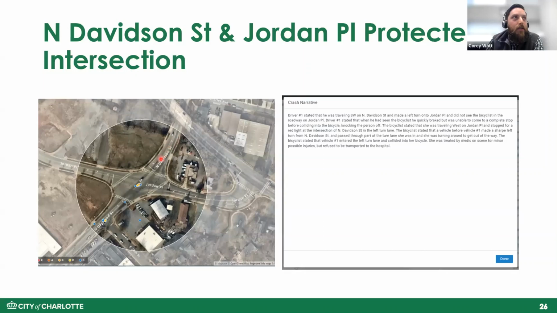Someone came carrying enough speed here, cut this corner in tight. The cyclist saw it coming and was doing everything they could to get out of the way. The vehicle hit them. Luckily, it was only a minor injury and not a fatality, but it very well could have been a fatality. And we saw that trend throughout this intersection.